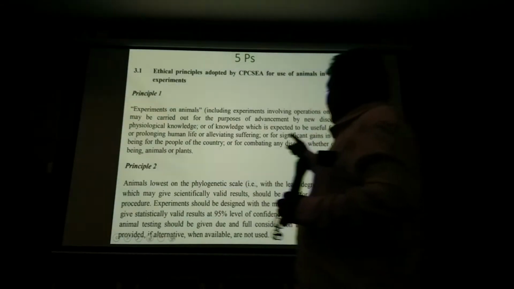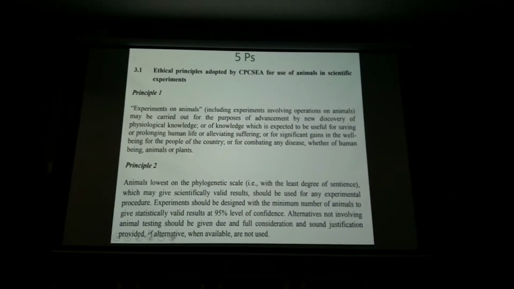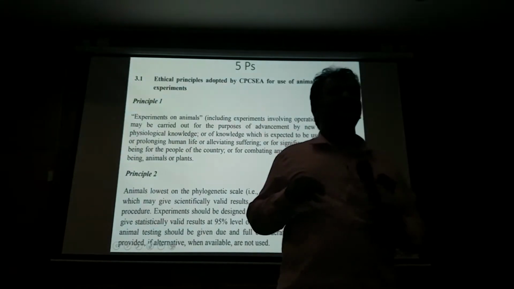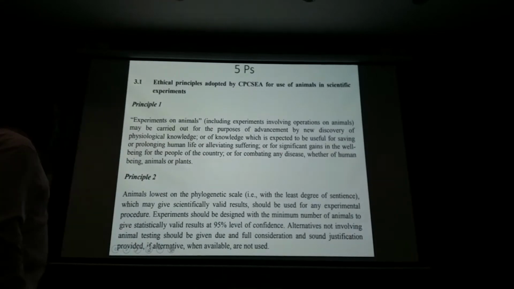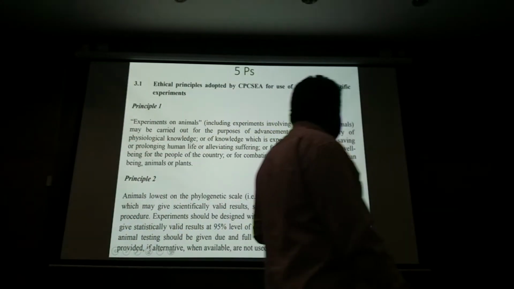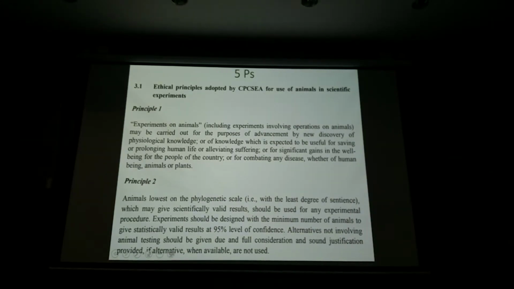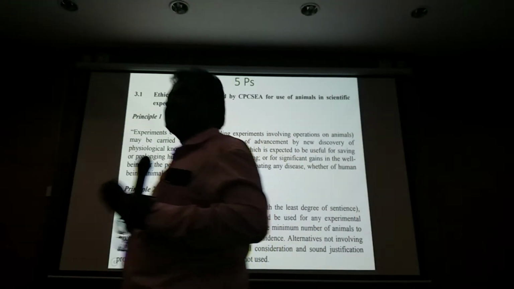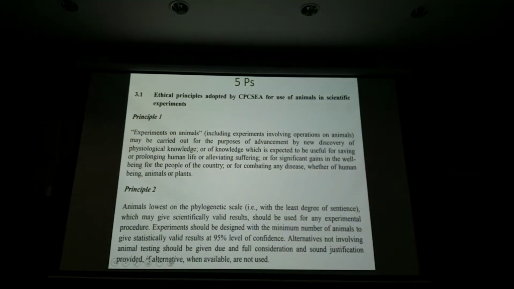Okay. The next one: animals lowest in the phylogenetic scale, based on sentience, which may scientifically give valid results, you have to use. That means try to use the lower scale of animals so that you will not suffer and animals will not suffer. And alternatives not involving animal testing should be given due and full consideration, and sound justification provided if an available alternative is not used. Because of the CPCSEA, cell culture has become very active. One industry leads to the other. Because of the ethics issue, much of the robust science and discoveries are now done even in cell line studies. Okay. So this is the second principle.